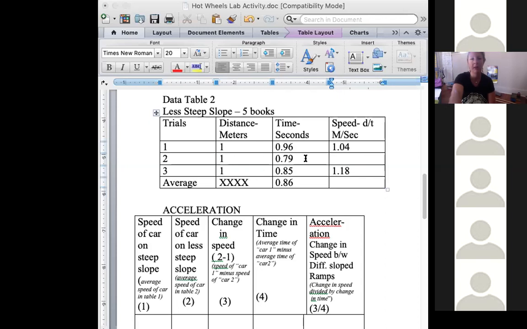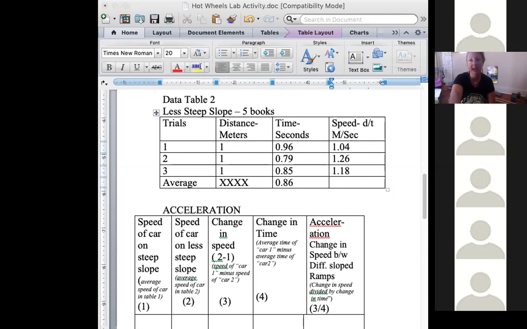Yeah, 1 divided by 0.79. That's our speed for trial 2, 1 divided by 0.79. I got 1.26. 1.26. Okay, that sounds reasonable. All right, now Derek, I asked you to calculate our average speed for us. So Derek, do you have a calculator handy? I do. All right, excellent.